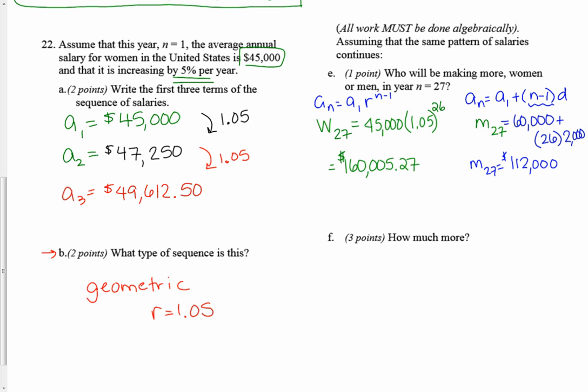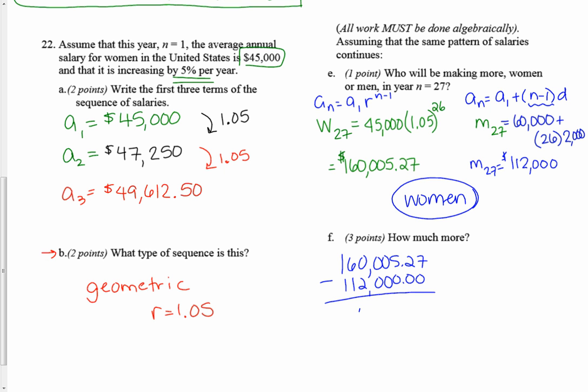So who is making more? It looks like the women are. In general, geometric sequences are exponential, and we know exponential functions can grow much faster than linear ones. How much more? Well, that would be the difference between the two. So if I take the 160,000 that the women are making, and I subtract the 112,000 that the men are making, that will give me $48,005.27 more.